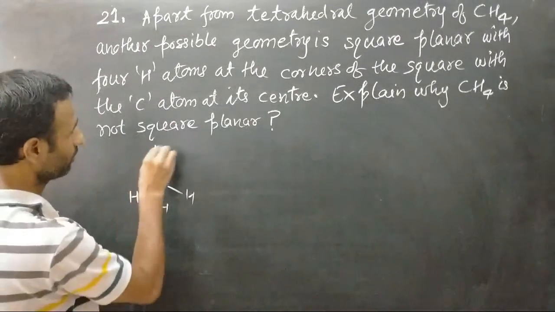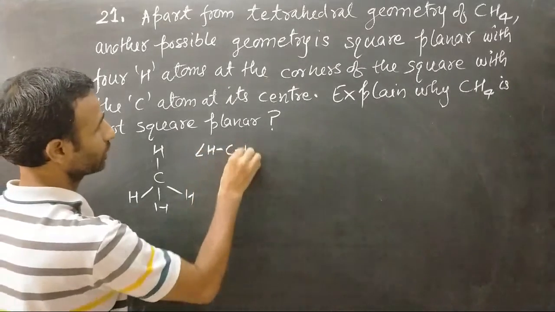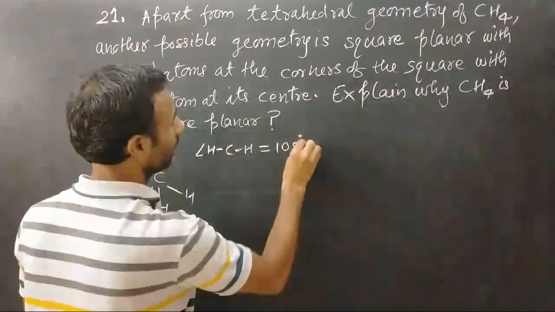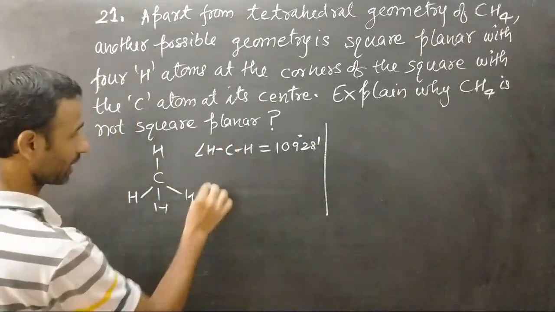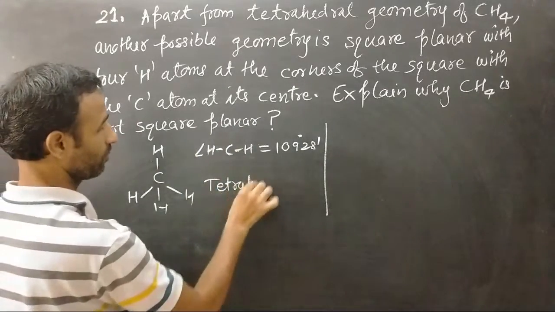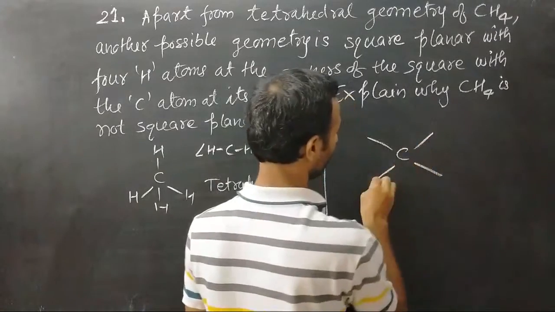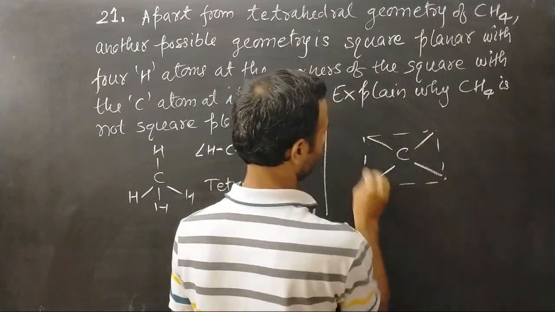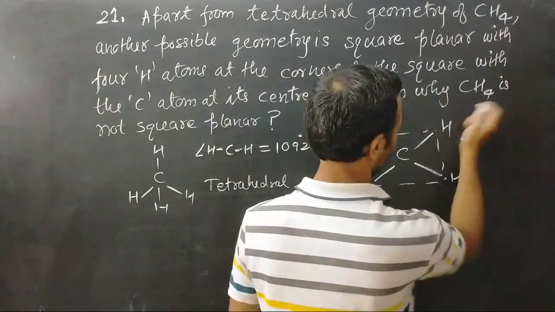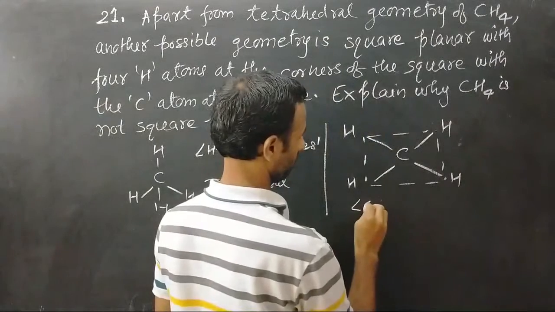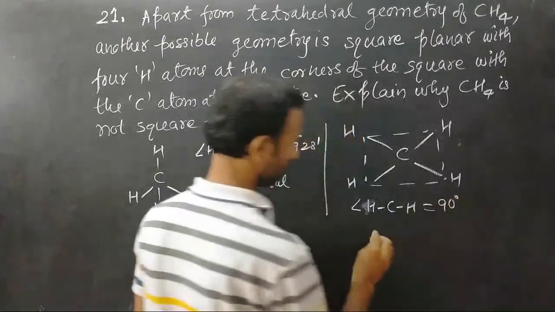Say in tetrahedral, it is non-planar and the HCH bond angle is 109 degree 28 minutes, right? But in square planar, it is like this, and here the HCH bond angle is 90 degree.